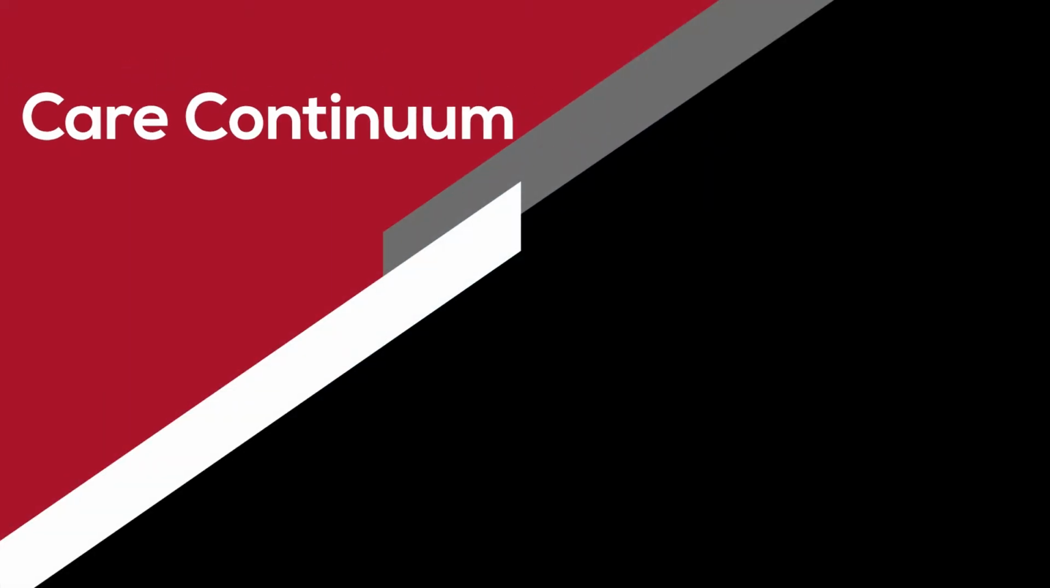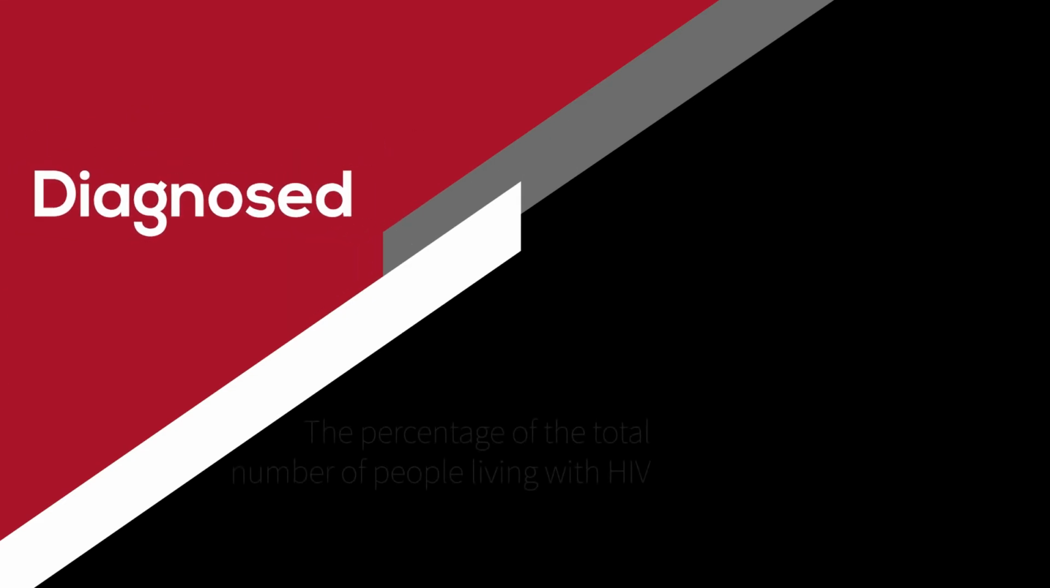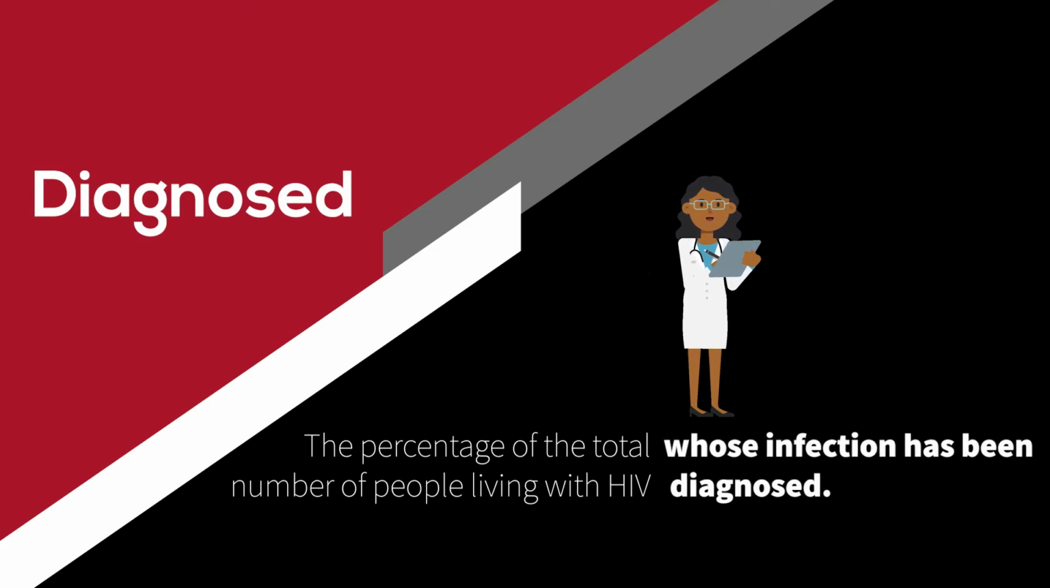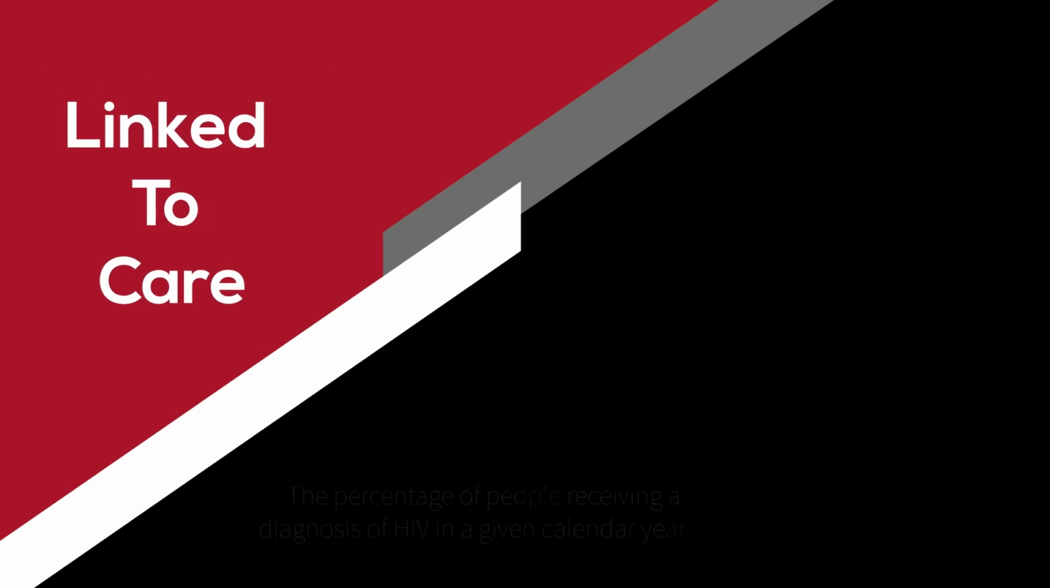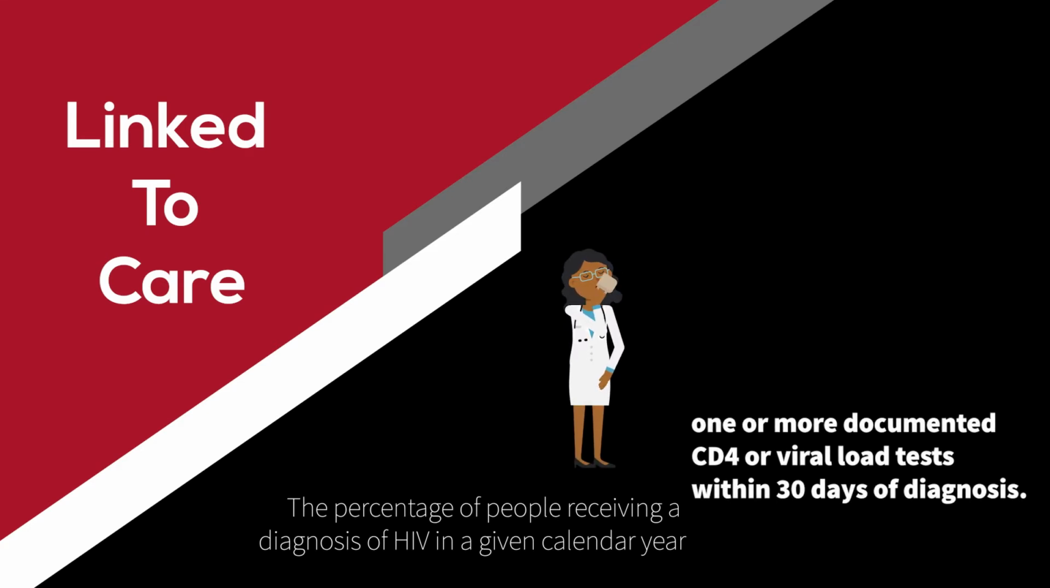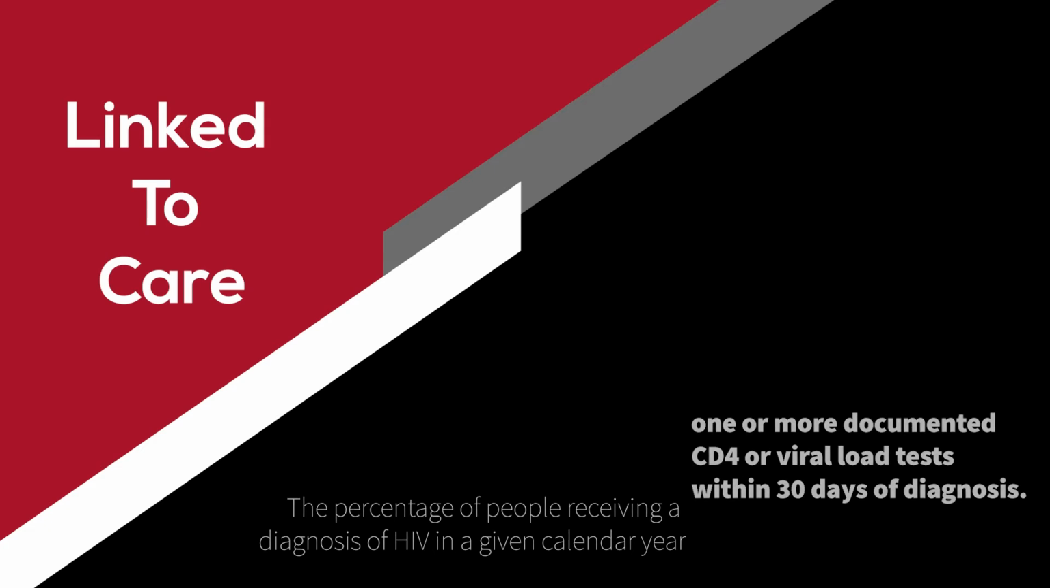The steps of the HIV Care Continuum include diagnosed. Diagnosed measures the percentage of the total number of people living with HIV whose infection has been diagnosed. Linked to care. Linked to care measures the percentage of people receiving a diagnosis of HIV in a given calendar year who had one or more documented CD4 or viral load tests within 30 days of diagnosis.